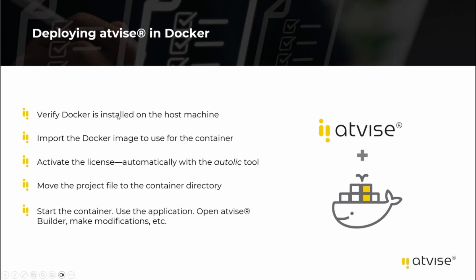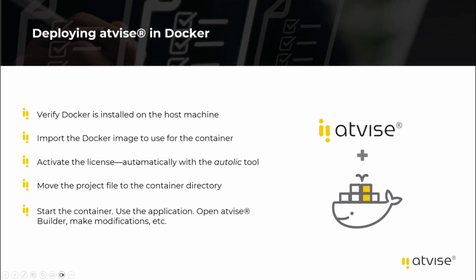So these are the basic steps. The first one is you go to your host machine and verify that Docker is installed. After that you import the Docker image and then run the container based on that image. And that's all. If you already have your project running in the image, that will work. But if not, you just need to activate the license and that's all. You can open the builder and start developing your project directly against the container.